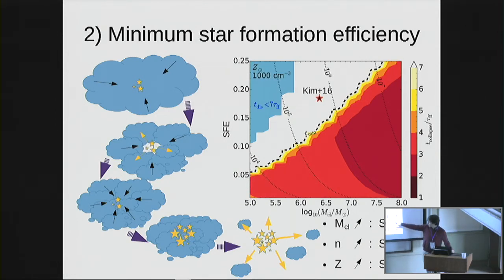And if we work this out for different dependencies, you can see that if you increase the cloud mass, the minimum star formation efficiency also increases. If you increase the density of the cloud, the minimum star formation efficiency increases. And if you increase metallicity, that's more complicated. You can take a look at the paper if you want, but the answer is not that straightforward.